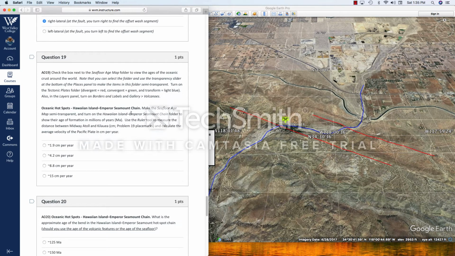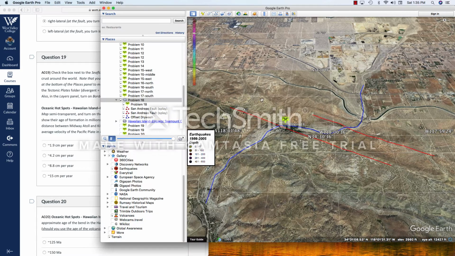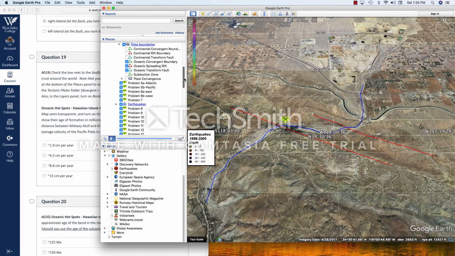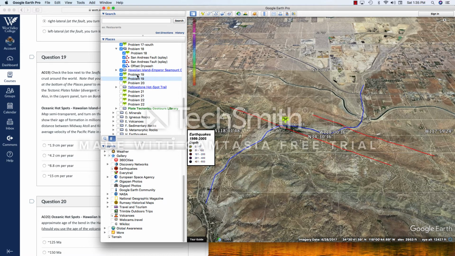Question 19, we're looking at hotspots. We want to figure out how fast the Pacific Plate is moving over the Hawaiian hotspot, and we're going to measure a distance between the Midway Atoll and the Kilauea volcano, and they want us to do it in centimeters, right? So let's see. We've got the seafloor ages map. Let's turn on the volcanoes here for Hawaii, and then we have the seafloor ages turned on. We do, and then we have the earthquakes selected as well. All right, so let's fly over to this problem 19, which deals with Hawaii. So we'll select these two.